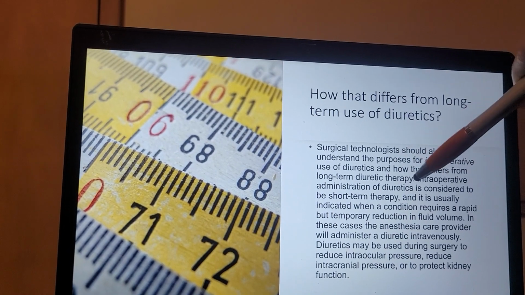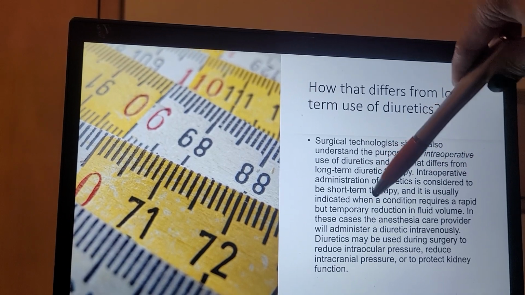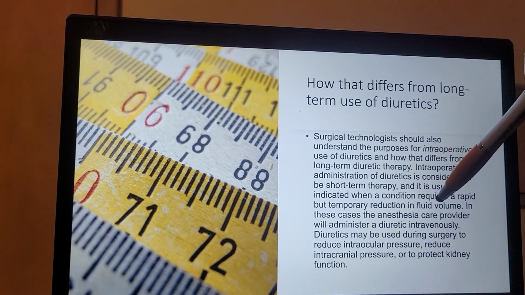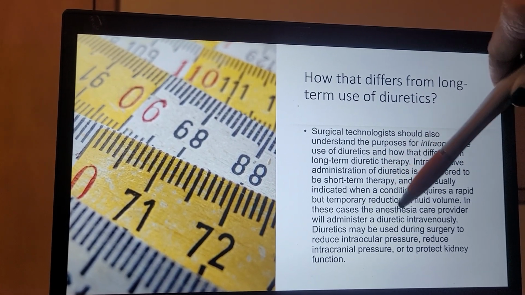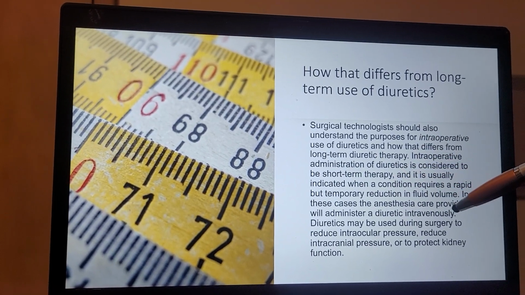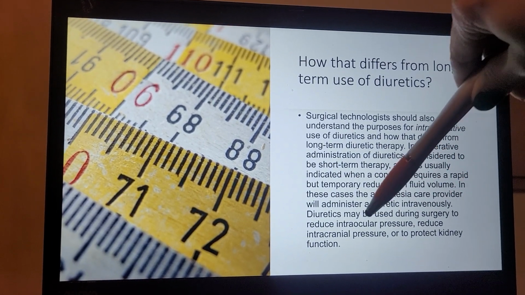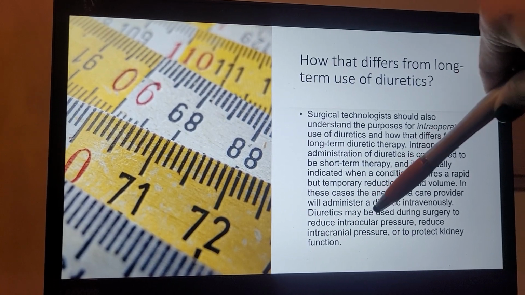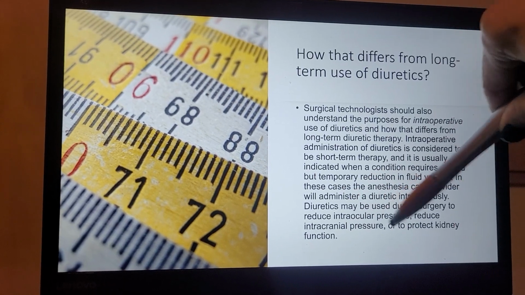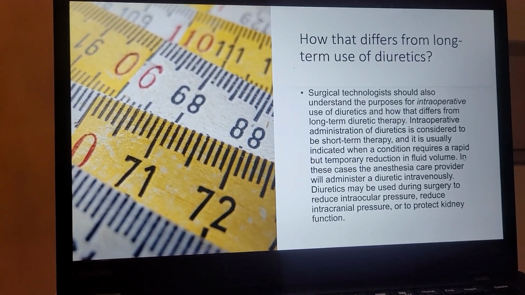Intraoperative administration of the diuretic is considered to be short-term therapy and is usually indicated when a condition requires a rapid but temporary reduction in fluid volume. In this case, the anesthesia care provider will administer the diuretic through the IV. The diuretic might be used during surgery to reduce intraocular pressure, to reduce intracranial pressure, or to protect the kidney functions of each patient while in surgery.